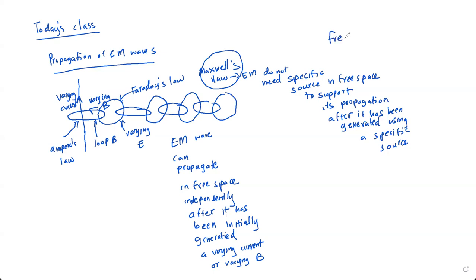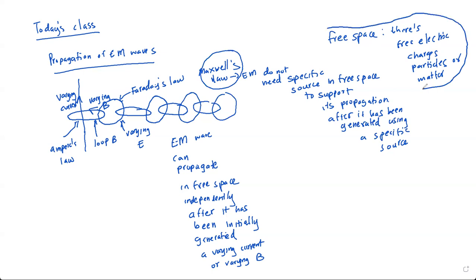About the free space, right? So free space is a space where there are no free electric charges or any kind of particles or matter, right? Free space is somewhere we don't have any particles or electric charges or matter. So even in this kind of free space, the electromagnetic wave can propagate without any support from electric charges, particles, or matter, right?